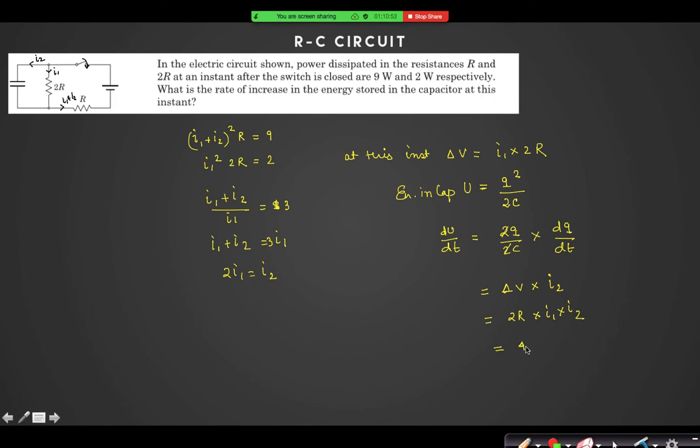So it is 4R into I1 square, right? Yes sir. So I1 square into 2R, I1 square R is equal to 1, so that will be 4 watt. Yes, 4 watt will be the answer of this question.